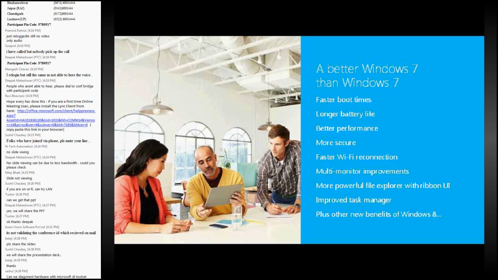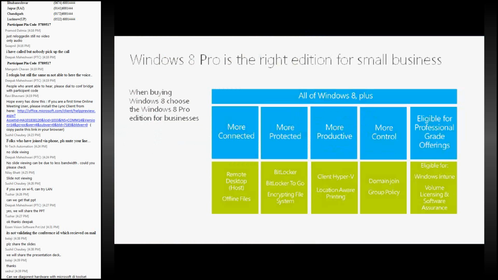It's got an improved Task Manager. We're able to tell if an app is creating a problem, and you get a solution for that, right? Plus other new benefits of Windows 8. Now, Windows 8 is the right edition for small businesses, right? We have seen a lot of features, but here are a couple of them.